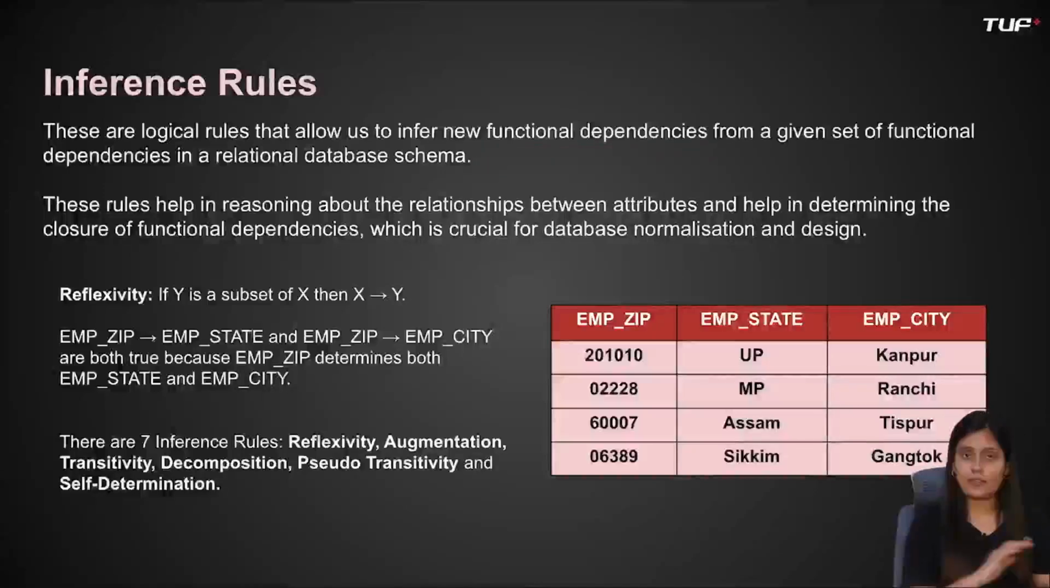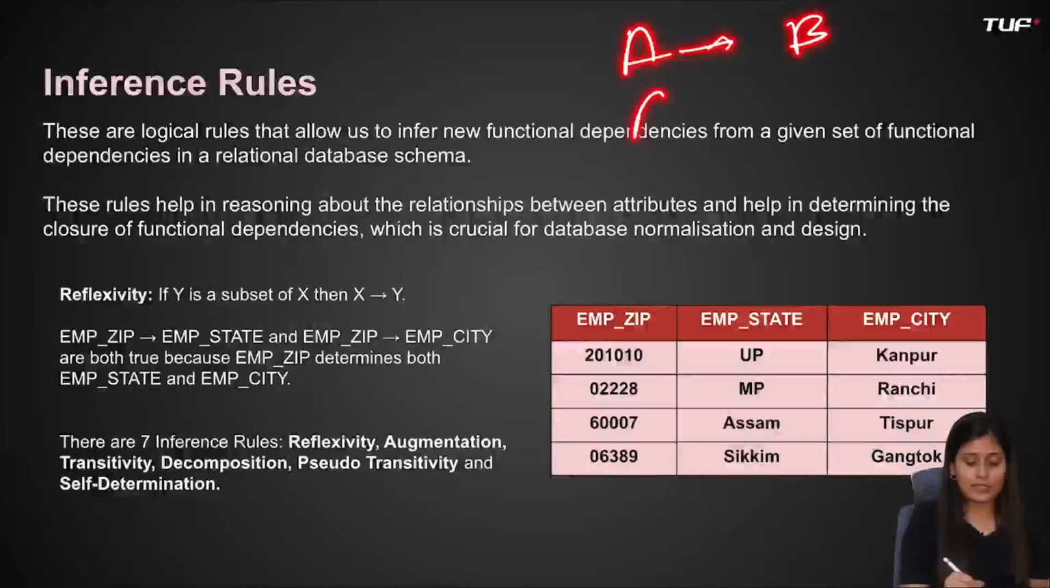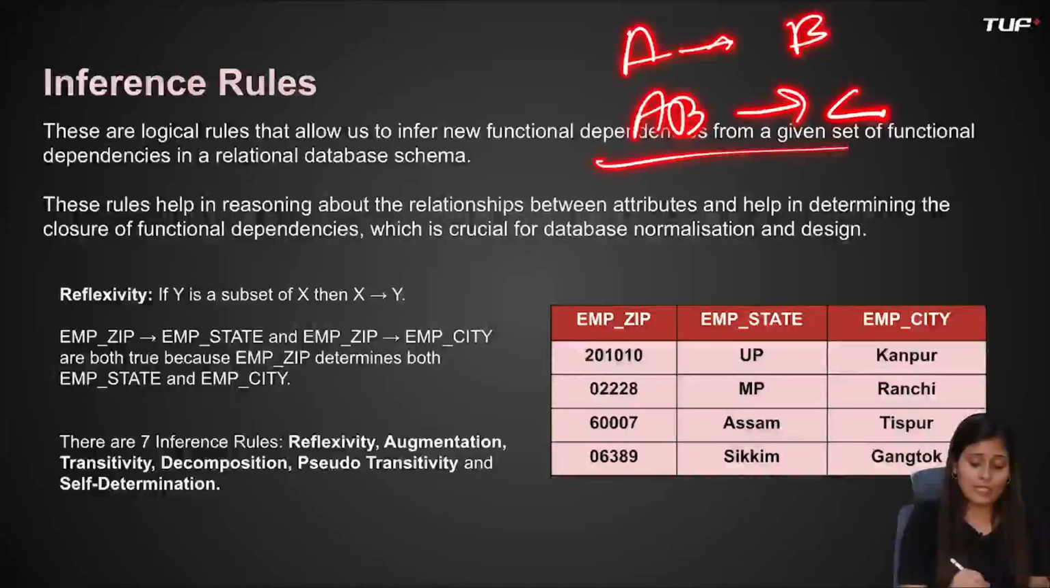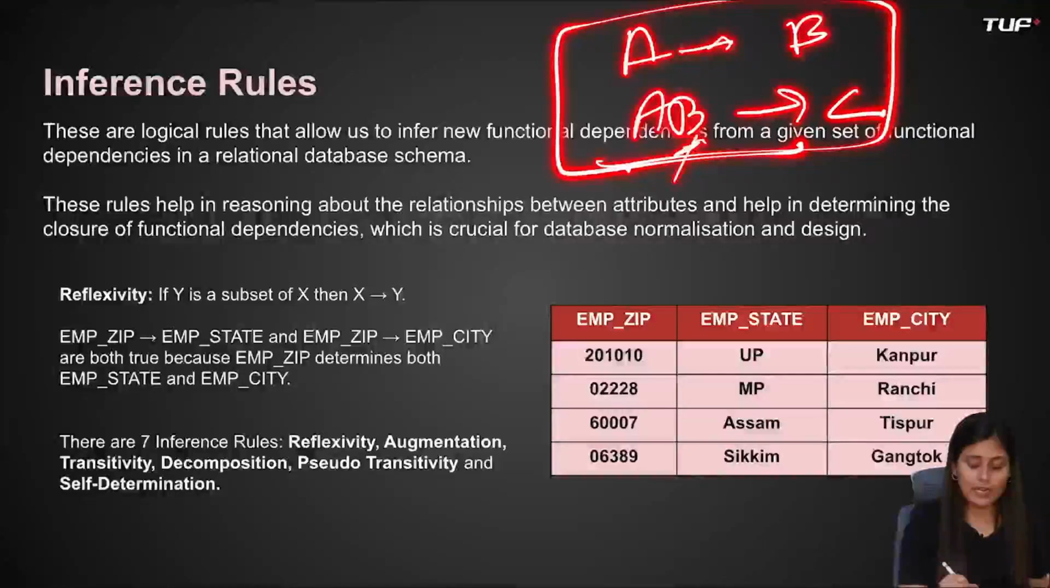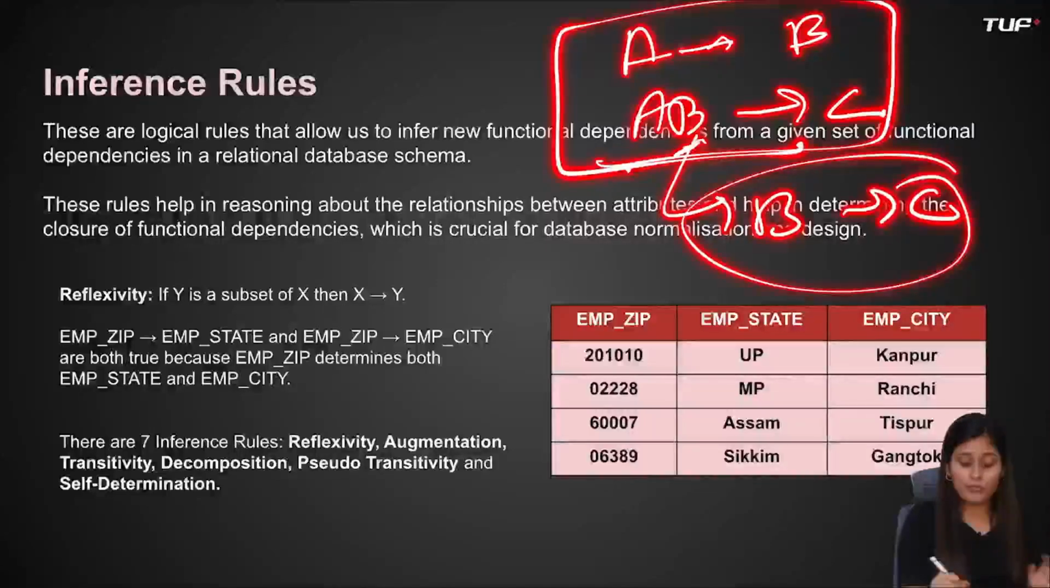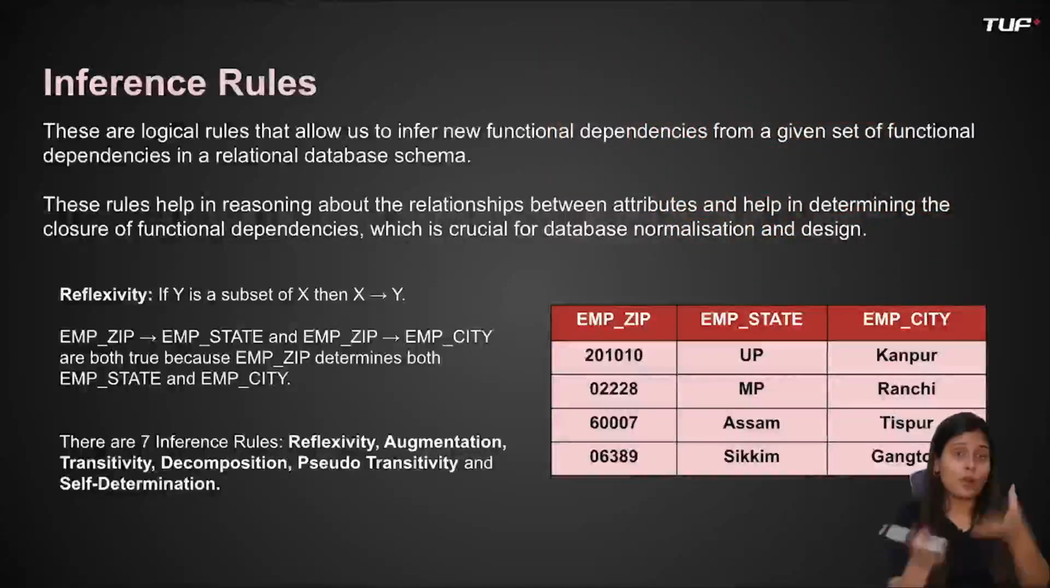In functional dependency, we have learned rules like A defines B, right? AB defines C, right? So if we have these functional dependencies, and from these we can say that B also defines C, then we are finding a new functional dependency from the older ones. How are we finding it? By following some rules, and those are called inference rules.